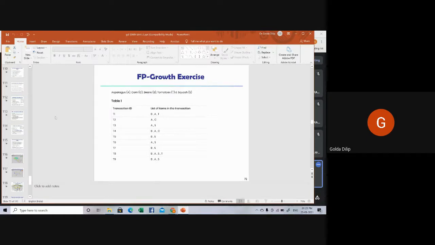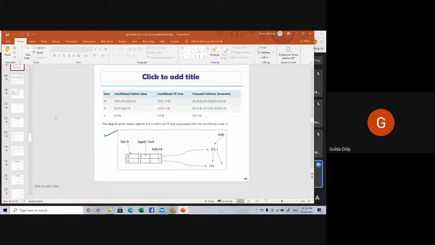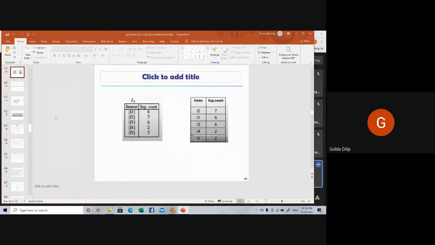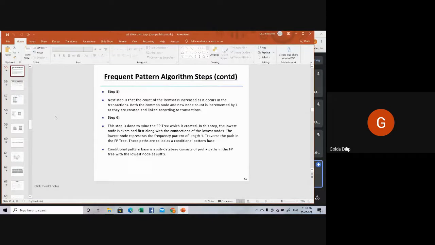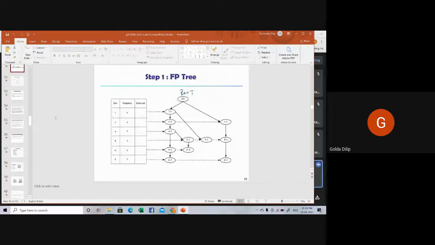Can somebody quickly recollect what exactly we are supposed to do in FP growth? What is the first step? FP growth is all about, first, constructing what is called a frequent pattern tree. For the FP tree, then in the second step you construct what is called a conditional pattern base. For the first step, you arrange your transaction database in the descending order of your support count.